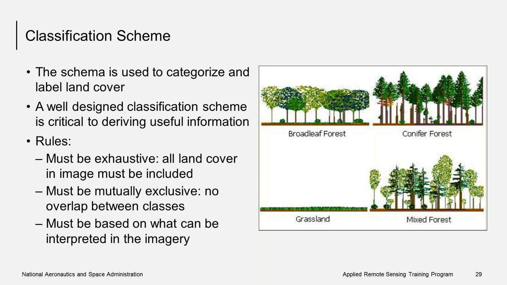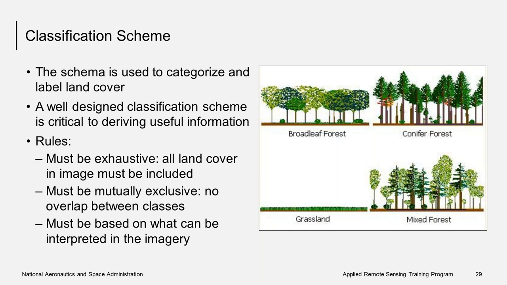Remember that when you use satellite imagery to map land cover, you are identifying land cover through its unique spectral reflectance. You are mapping land cover, not land use. So some classes may be very difficult to distinguish from each other. There are some basic rules when developing a classification scheme. The scheme must be exhaustive. In other words, all land cover in the image must be included.